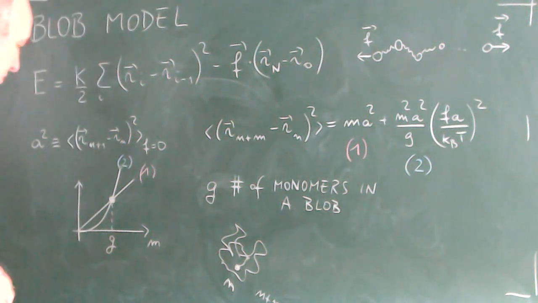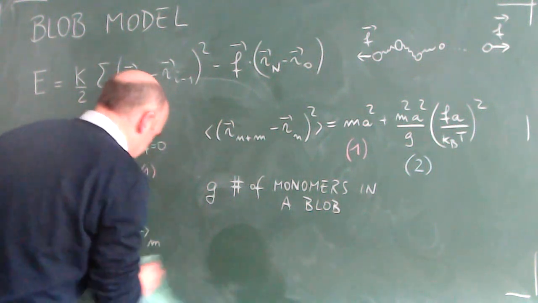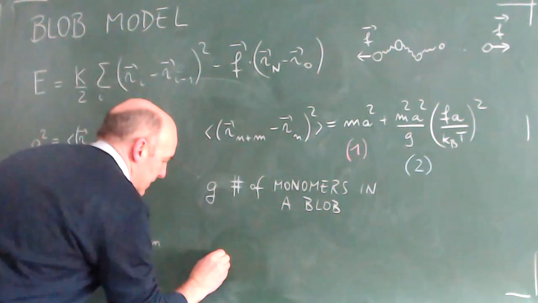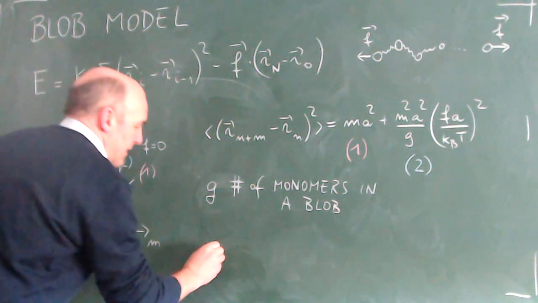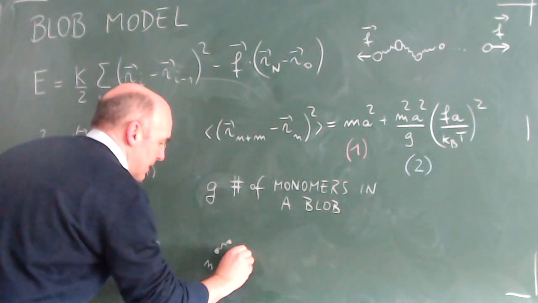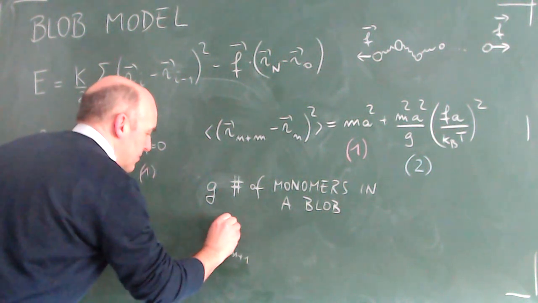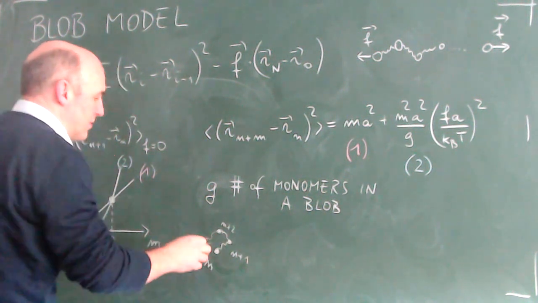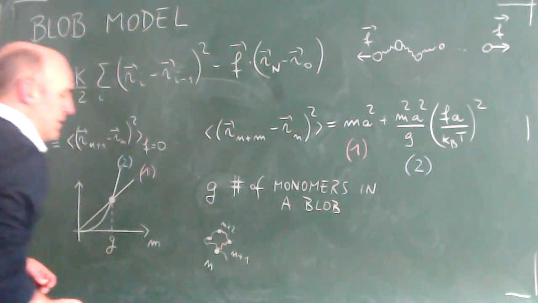I notice that you can't see this, so let me redo this drawing. Let me try again. I start from monomer N, I have a small spring, I have here the monomer N plus 1, I have here the position of monomer N plus 2, and so on and so on. And I move around, this is a random walk. And I continue.